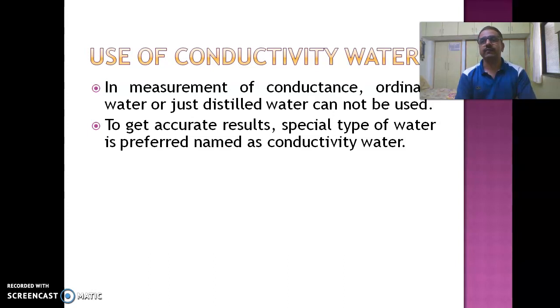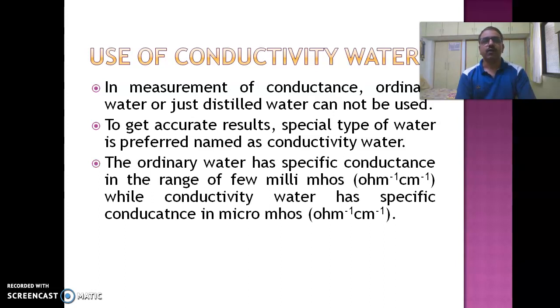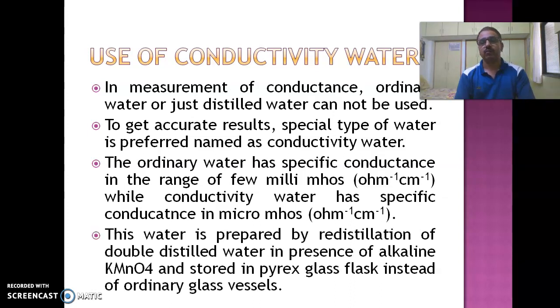Then the next question that comes to our mind is how to prepare this conductivity water, and before that, what do you mean by conductivity water? See, ordinary water has a specific conductance in the range of a few millimhos, that is in the range of 10 to the power minus 3 per ohm per centimeter, while conductivity water has a specific conductance in micromhos, that is in the range of 10 to the power minus 6 per ohm per centimeter. How to prepare such water?